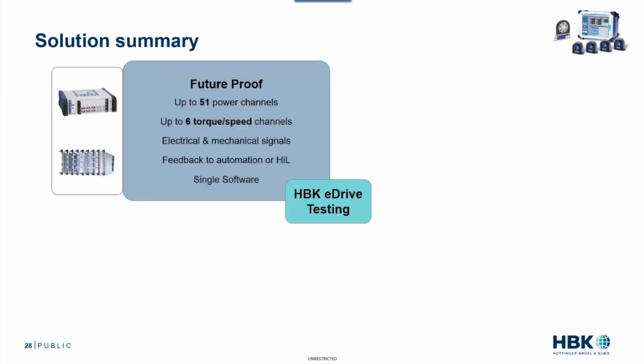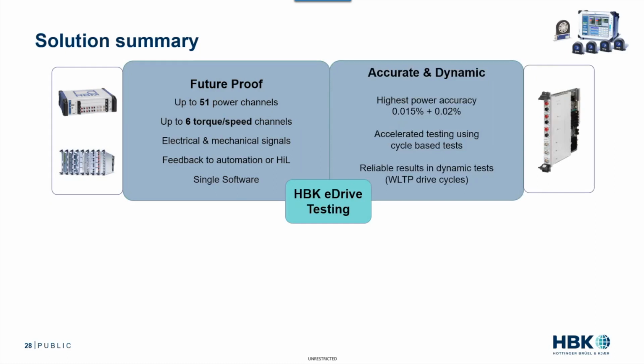So summary, HBK's eDrive Power Analyzer gives you future-proof testing capabilities. You can measure up to 51 power channels in a single mainframe, up to 6 torque and speed channels. Not only can you record your electrical and torque and speed, but you can do other mechanical signals as well, all with a single piece of hardware. You've got the feedback to the automation or hardware in the loop systems. And if you're doing hardware in the loop testing, you can have a single software that you use for both the hardware in the loop and your physical testing.